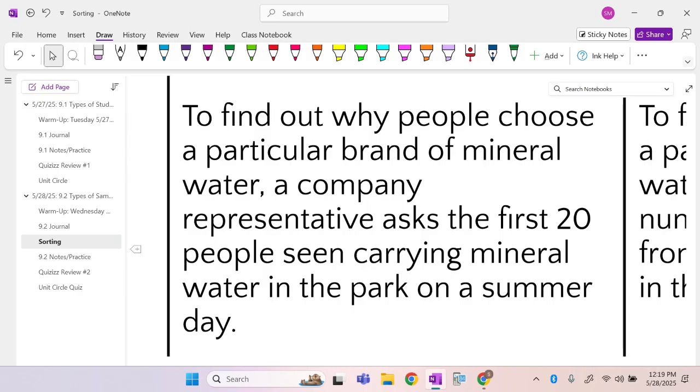All right, write it down. We're going to raise in 3, 2, 1. Good job, guys. It is convenient. So, what makes it convenient is that they ask the first 20 people that they see carrying that water.